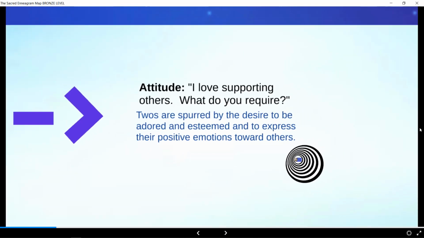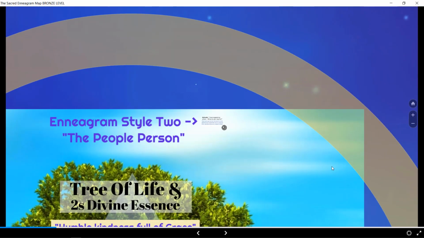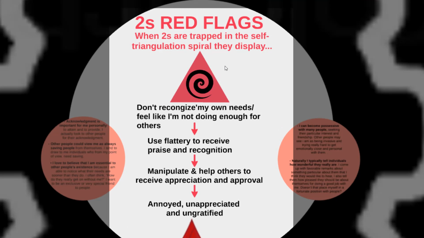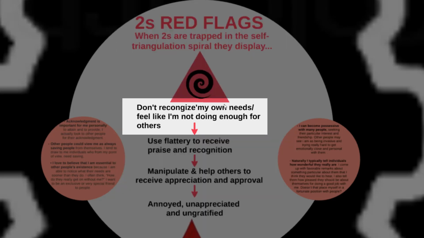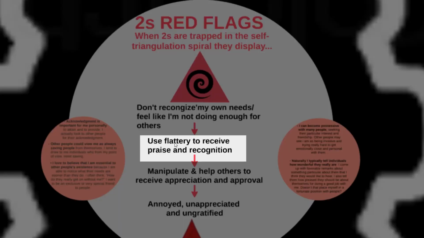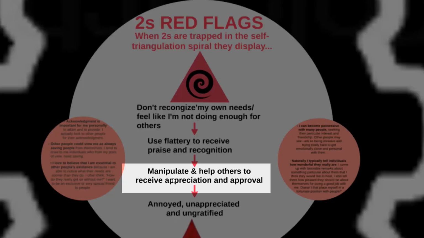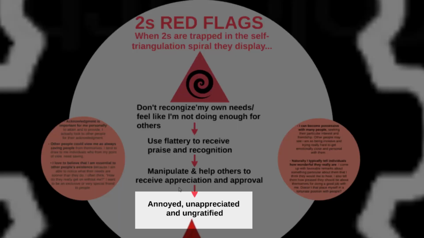So just zooming back out and going down to Enneagram type 2's red flags. Here are Enneagram type 2's red flags. So when type 2s are in a negative mindset or a negative fixation, they can have these motivations. They don't recognize my own needs, feel like I'm not doing enough for others. They use flattery to receive praise and recognition, manipulate and help others to receive appreciation and approval, and they get annoyed or they feel unappreciated and ungratified.